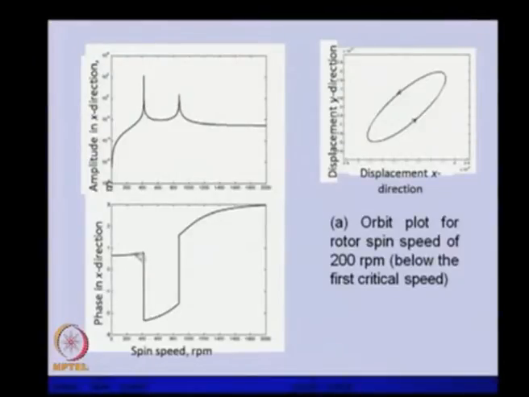This is a phase plot. So phase is also changing wherever there is a peak. This is another way of identifying where the critical speeds are. This is the orbit of the shaft.